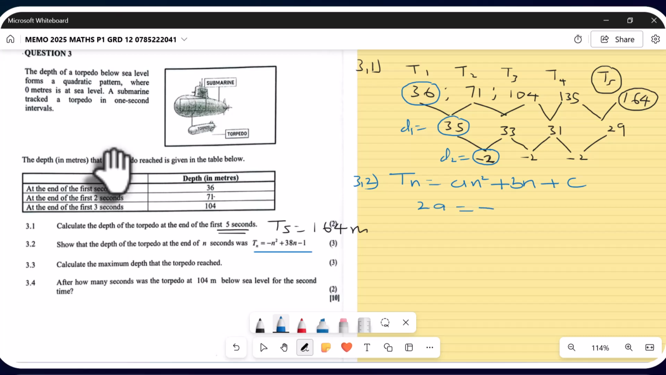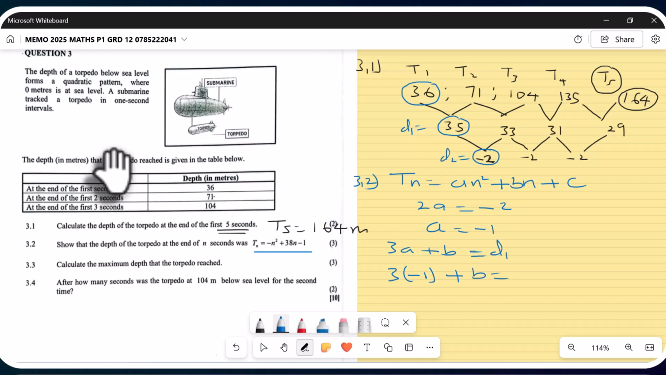After getting a, we also know that our 3a plus b should give us our D1. Now our D1 is this 35 here, so I'm going to say here 3a, but the a now is negative 1, and then plus b. The b is what I'm looking for. Now my D1 is what you guys see here, 35. Now 35 plus 3, I get b as what?